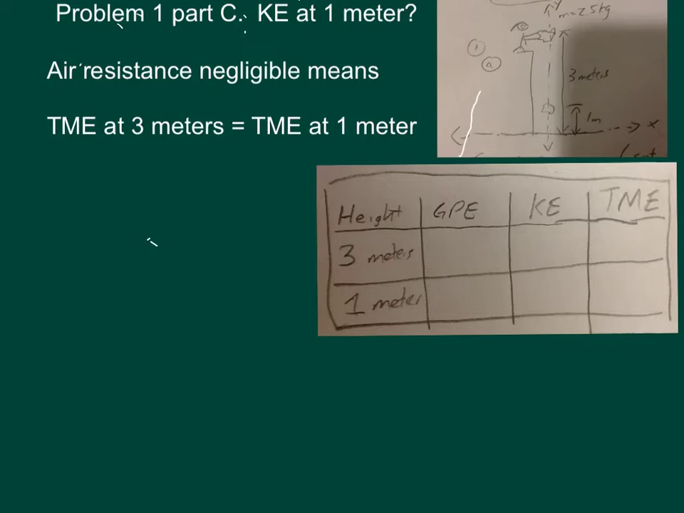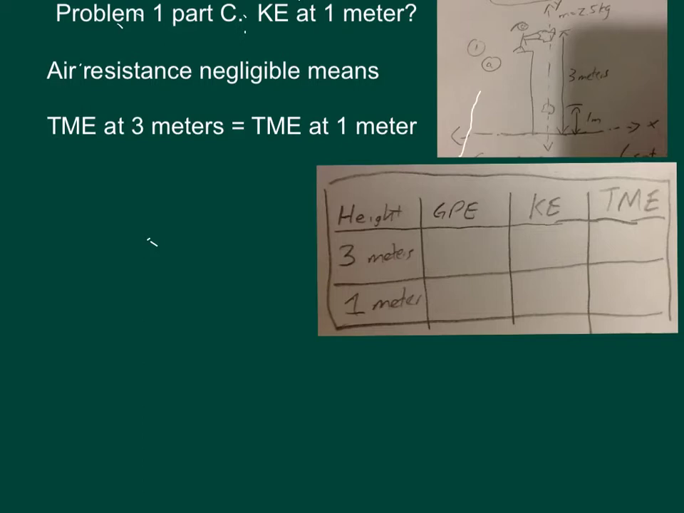The key idea here is that air resistance is negligible. That means that only conservative forces are playing a part in the situation. And if only conservative forces, like in this case gravity, are involved, then we know that total mechanical energy is conserved. And so as I've written there at the top of the slide, the total mechanical energy at the 3 meter point for the rock is the same as the total mechanical energy at the 1 meter point.